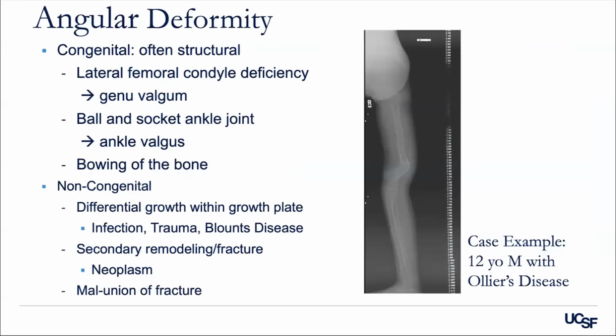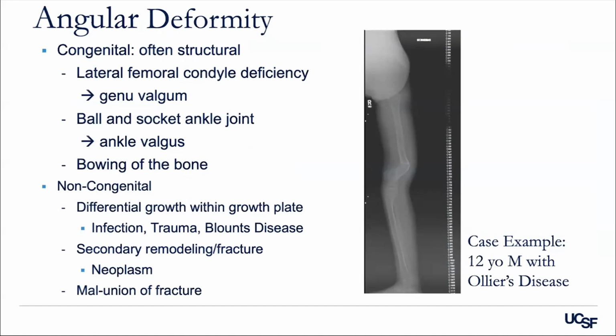When we analyze a patient, we want to make sure we're analyzing them in both the AP and sagittal planes for angular deformities that need to be addressed. In congenital patients, these deformities are often structural, resulting from malformation of the joints. So lateral femoral condyle deficiency in fibular hemimelia and congenital femoral deficiency, a ball and socket ankle joint in fibular hemimelia, or a bowing of a bone.